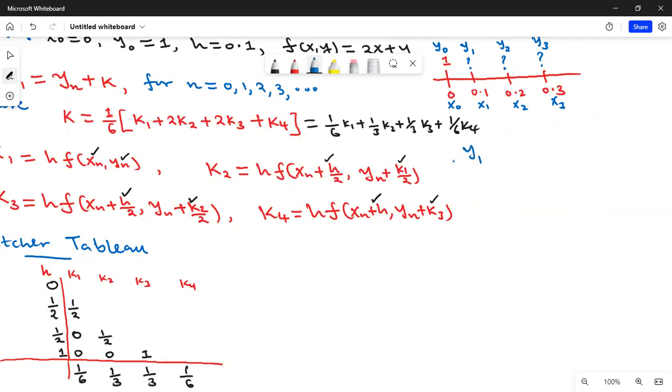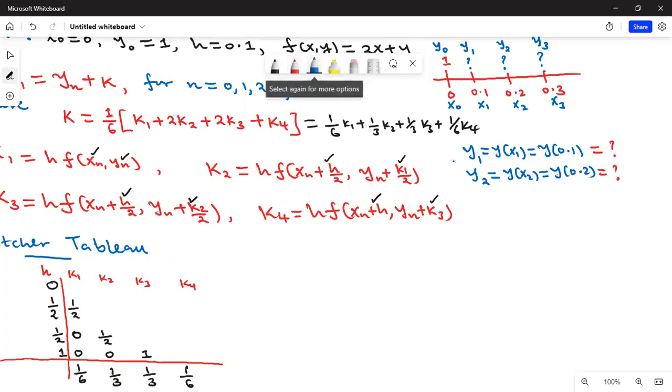When I write y1, it is y at x1, which is the same as y at 0.1. We need to find it. What is it equal to? That's a question mark. When we write y2, it is the same as y at x2, and our x2 is 0.2, so that's y at 0.2. We also need to know the value here. And when we write y3, it is the same as y at x3, which is the same as y at 0.3. We also don't know that. We will find it later on. Remember, the step size h is the distance between the x values. So here we have h, h, h, which is 0.1.